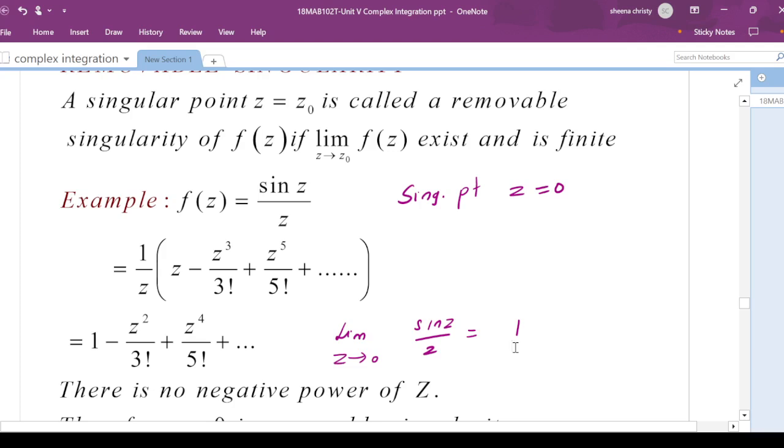And you can define it in another way also. If the function has no negative powers of z, then in that case also you can call the point z equal to a, here z equal to 0, a removable singular point.